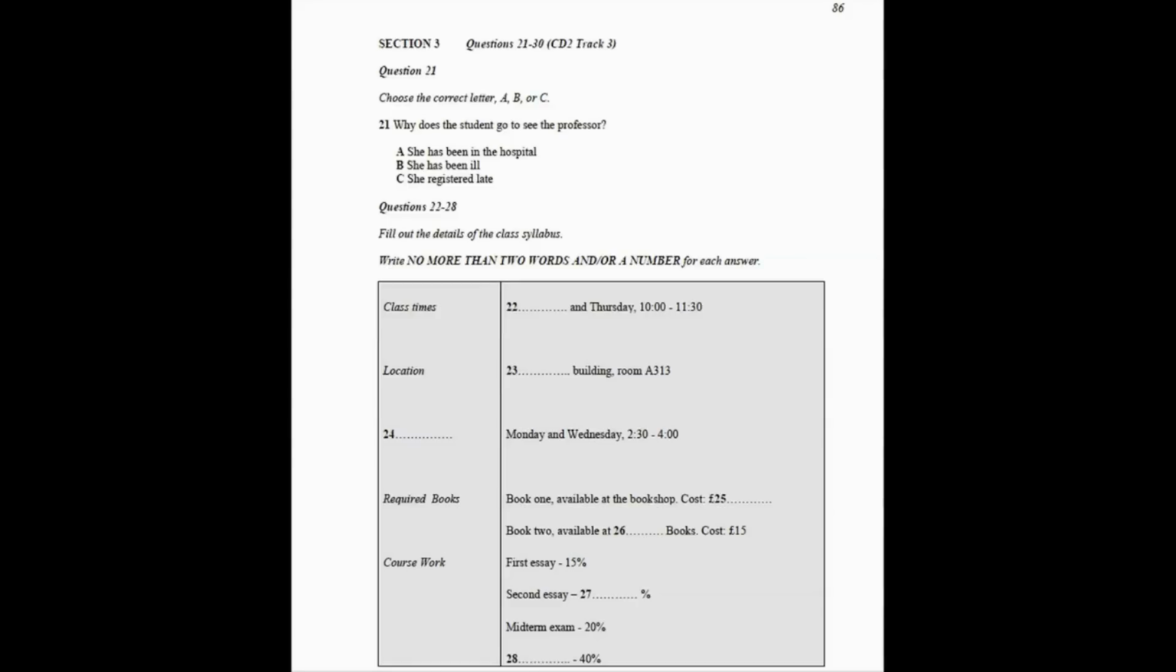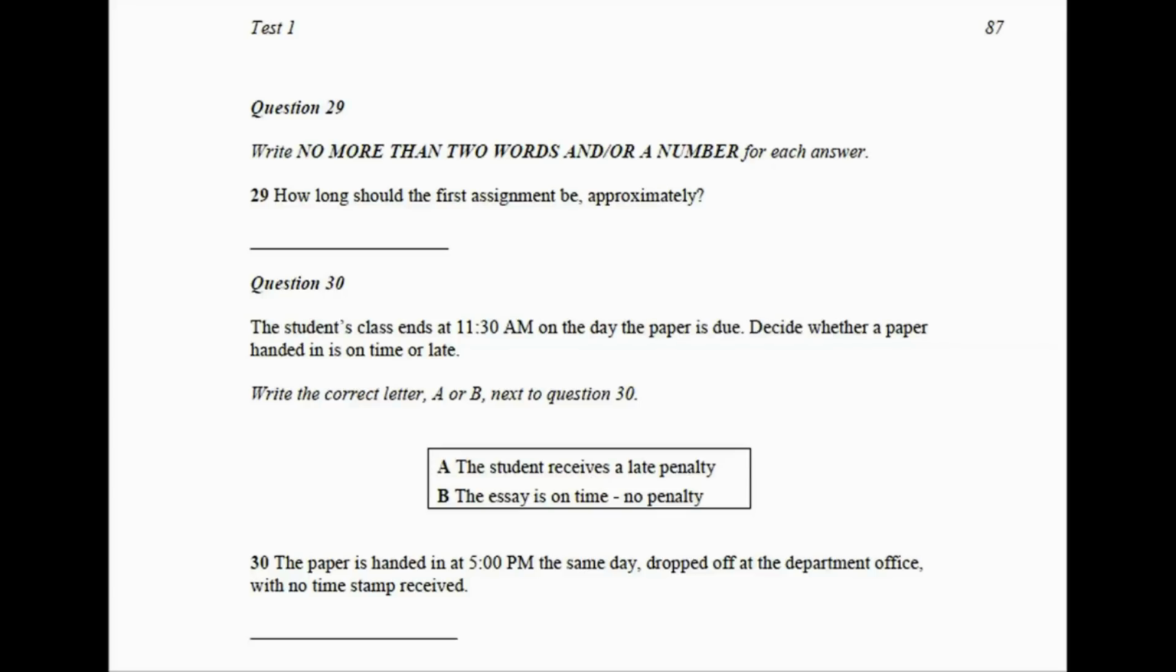That makes sense. So, what are the percentages associated with each assignment and exam? The first essay is worth 15%, the second is worth 25%, the midterm exam is worth 20%, and the final exam is worth 40%. Would you like to talk about the first essay? It is due next Friday. Yes, could we? Of course.